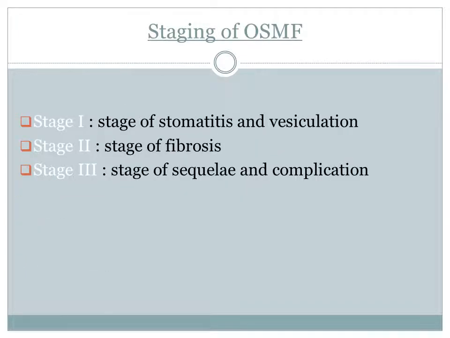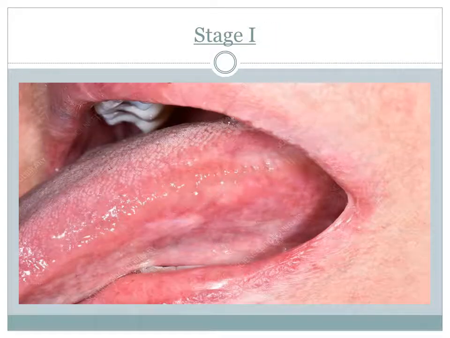Staging of oral submucous fibrosis is 3 stages. Stage 1, stage of stomatitis and vesiculation. Stage 2, stage of fibrosis. Stage 3, stage of sequelae and complication. This is stage 1. Stage of stomatitis includes erythematous mucosa, vesicles, mucosal ulcers, and melanotic mucosal pigmentation.